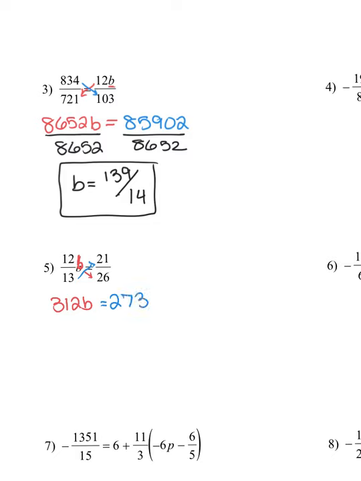Again, I want the b by itself, so I have to get rid of that 312, so I'm going to divide both sides by 312, and I end up with a decimal. Again, if I hit Math, Enter, Enter on the graphing calculator, or arrow fraction on a cheaper scientific calculator, I should get 7/8.